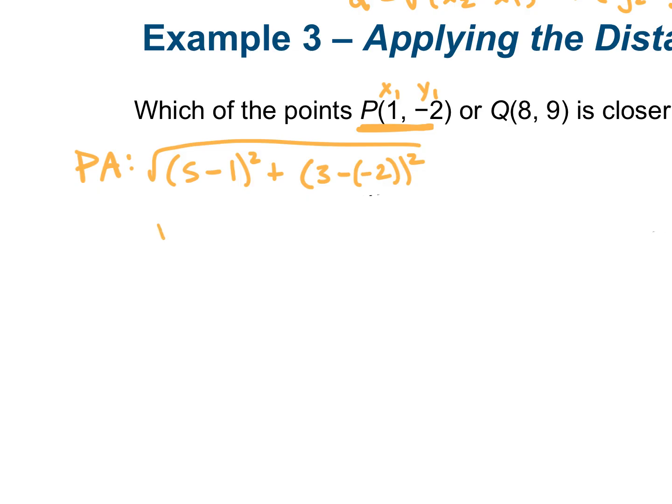What is 5 minus 1? 4, so this would be 4 squared. What is 3 minus negative 2? So this would be 5 squared. 4 squared is what? 16. And 5 squared? 25. And 16 plus 25? 41. So that's our distance from P to A, the square root of 41.